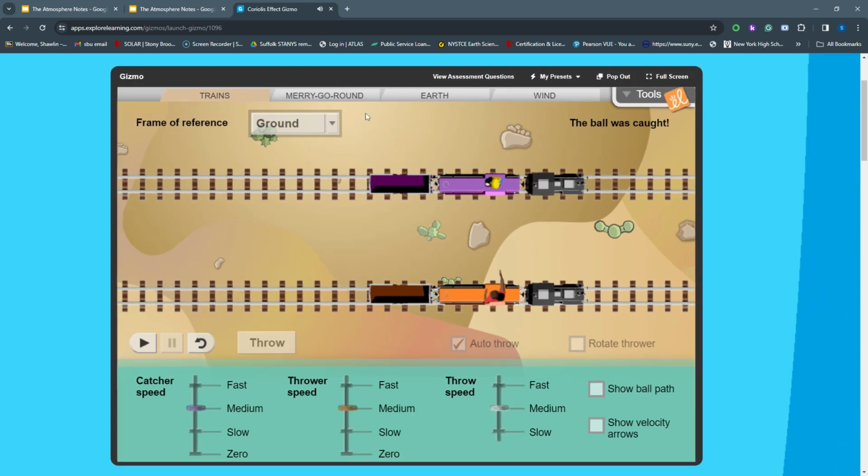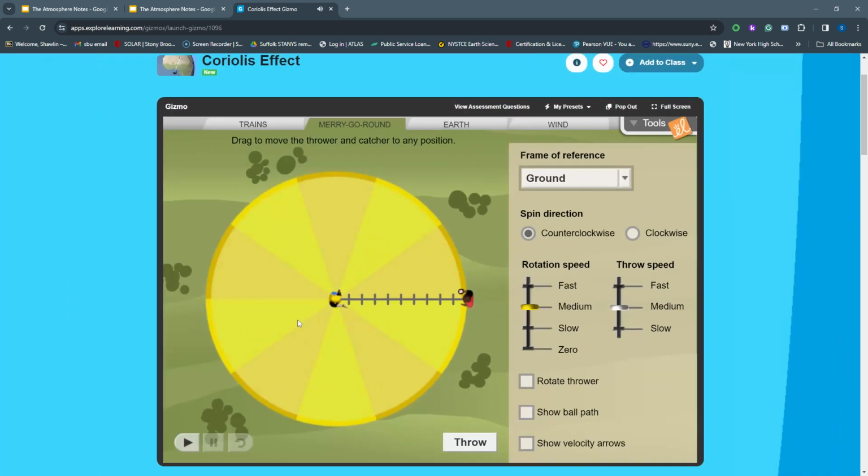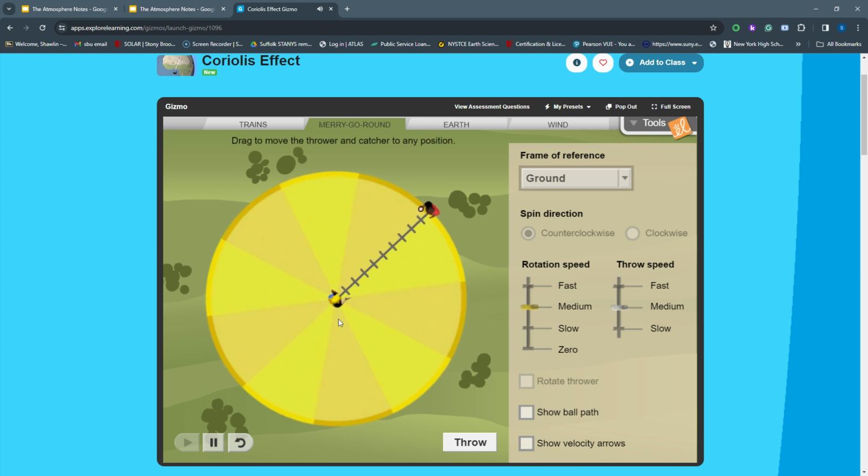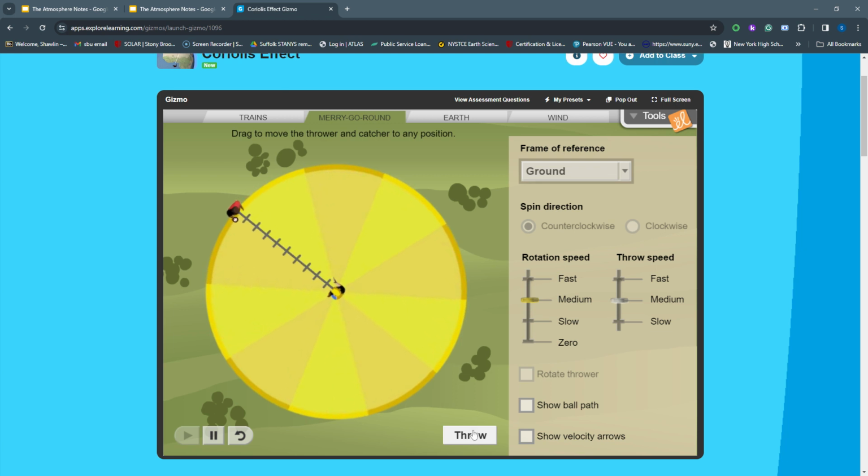But here's the thing. What if these two people were, instead of on trains going straight, on a merry-go-round like this? Well, let's see. They're spinning and spinning and spinning. Now, this person is trying to throw the ball to this person straight, just like before. But notice what happens. The ball deflects to the right. It doesn't go straight. Instead, it starts deflecting to the right side of the person, right? That's because the merry-go-round itself is moving.